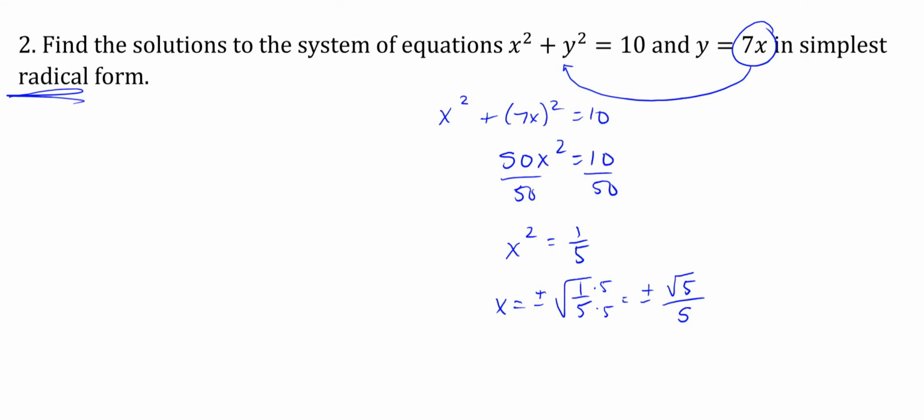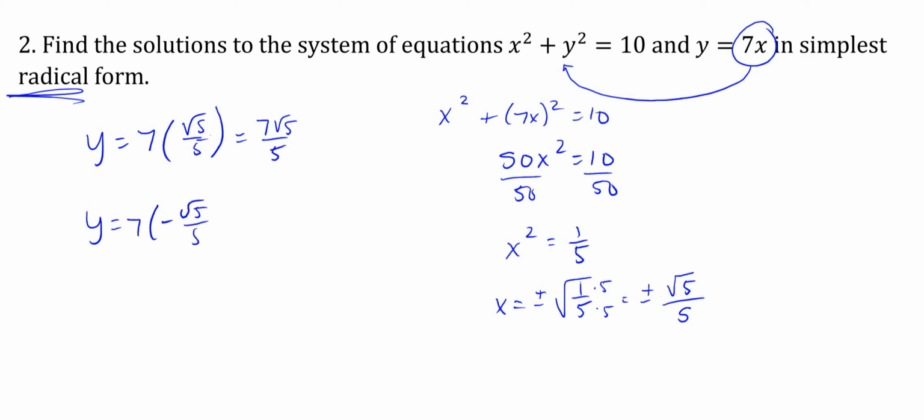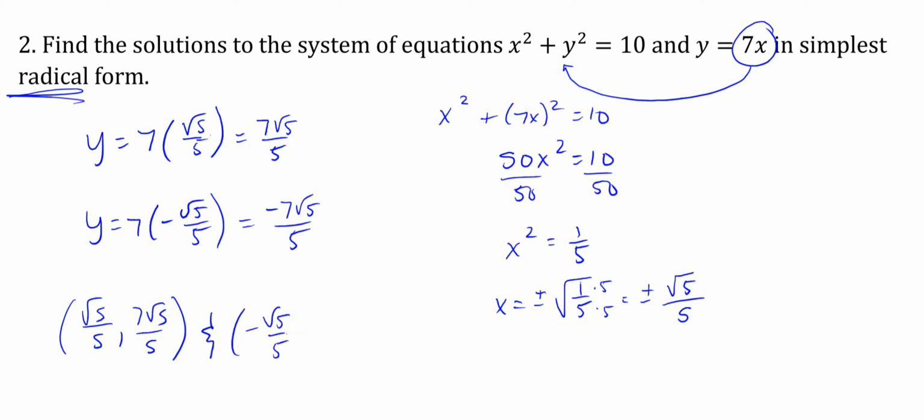So because there's two x values, that means there's going to be two y values. So I know the y values are going to be y equals 7 times the square root of 5 over 5, which is going to be 7 square roots of 5 over 5. And I'm going to have y equals 7 times negative square root of 5 over 5, which is going to give me negative 7 square root of 5 over 5. So my two solutions are going to be the square root of 5 over 5, comma, 7 square root of 5 over 5, and negative square root of 5 over 5, comma, negative 7 square root of 5 over 5.